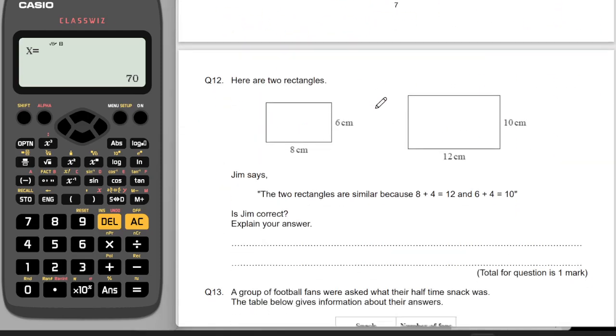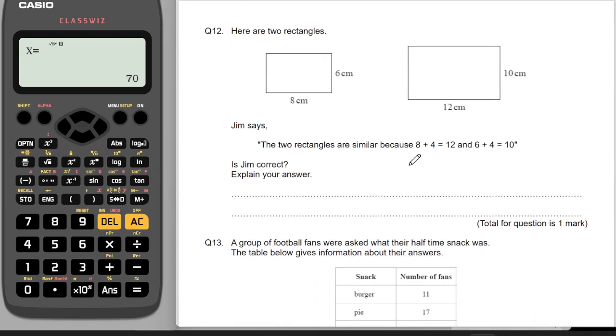Okay, question 12. Here are two identical rectangles. Jim says the two rectangles are similar because 2 plus 4 is equal to 12 and 6 plus 10 is equal to 10. Is Jim correct? Explain your answer. My initial thought is absolutely no, but let's have a look.